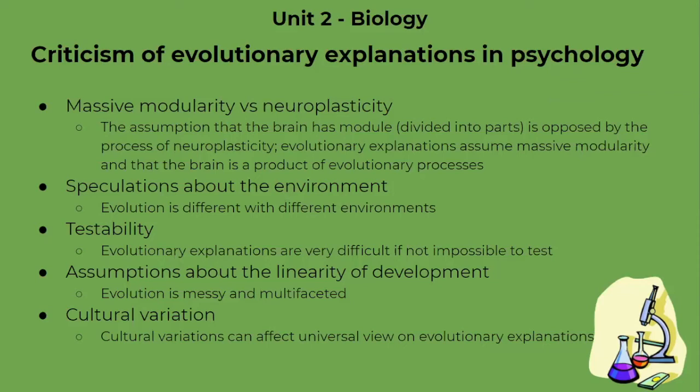We can't establish causation. Fourth, we have assumptions about the linearity of development. Evolution is not always a serial process, one after another, continuous. It's really messy and multifaceted, meaning that there can be different nuances to it. Lastly, we have cultural variation, because different cultures have different views on evolution and different environmental influences, so this can affect evolutionary explanations in psychology.